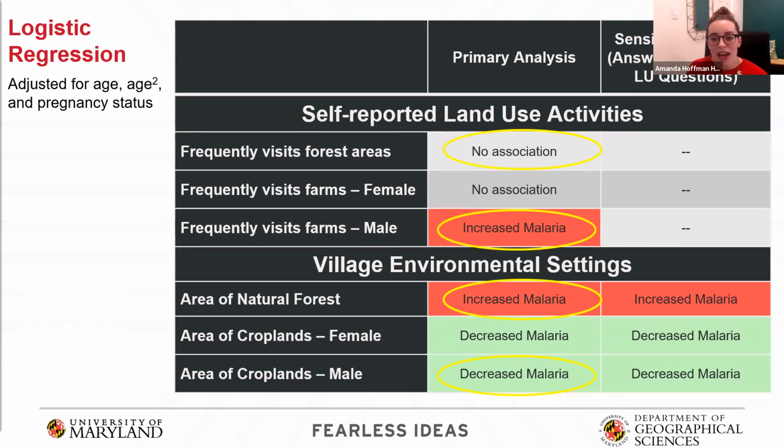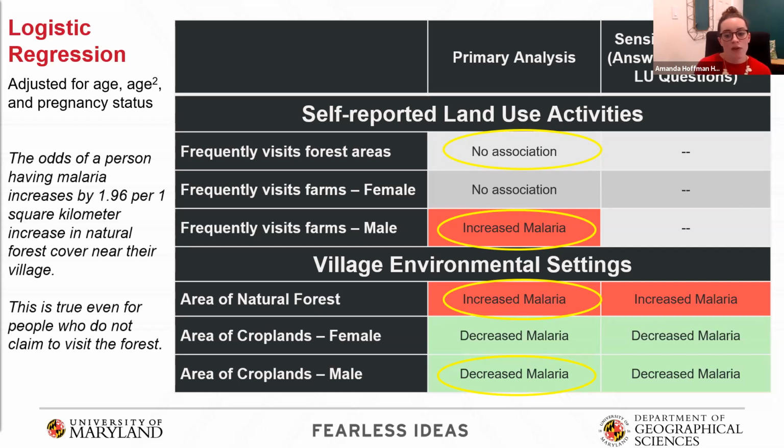I corroborated these findings by testing the relationship for a subsample of the population that did not claim to visit any of the land uses that we had in our survey. I found similar likelihoods of malaria for this subpopulation, further emphasizing that simply living near a forest increased the likelihood of an individual having malaria, even if they did not specifically spend time in the forest outside of their home. Overall, the odds of a person having malaria increased by a factor of 1.96 per 1 square kilometer increase in forest cover surrounding their primary village of residence.